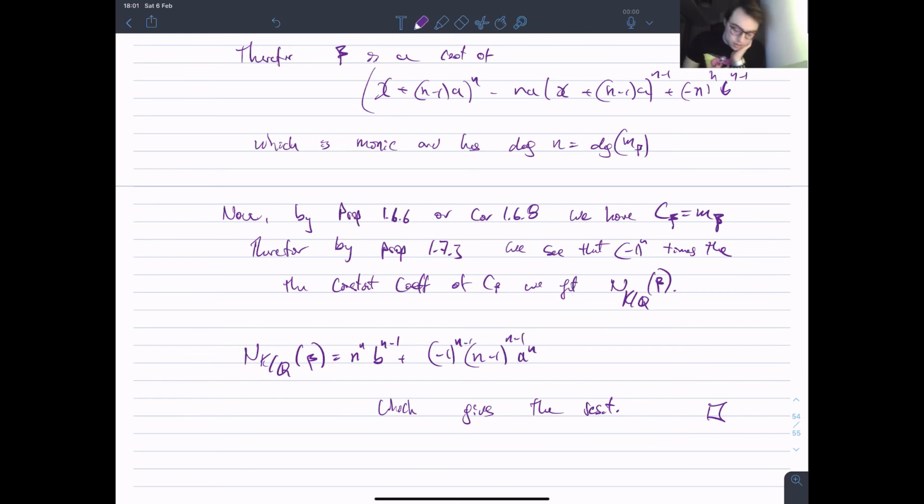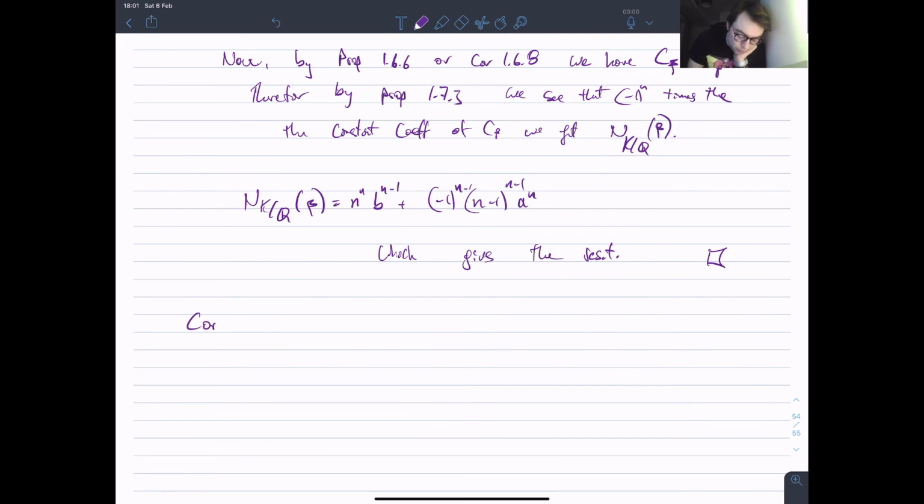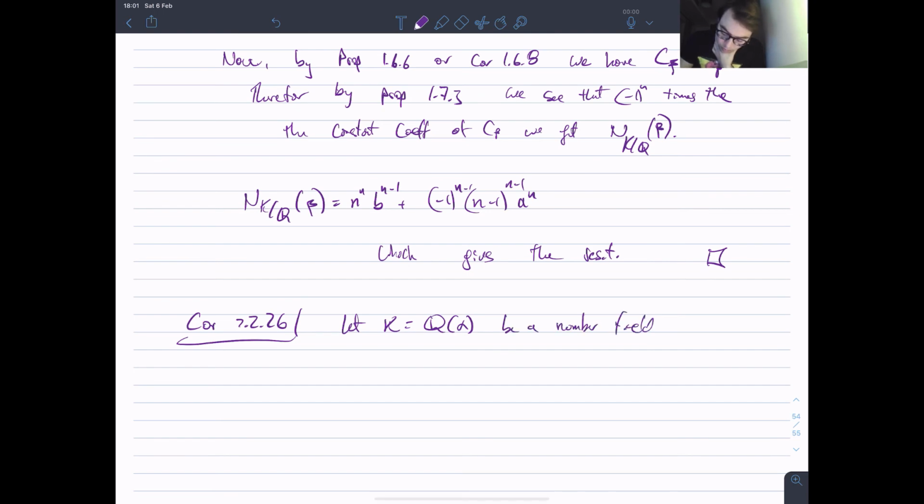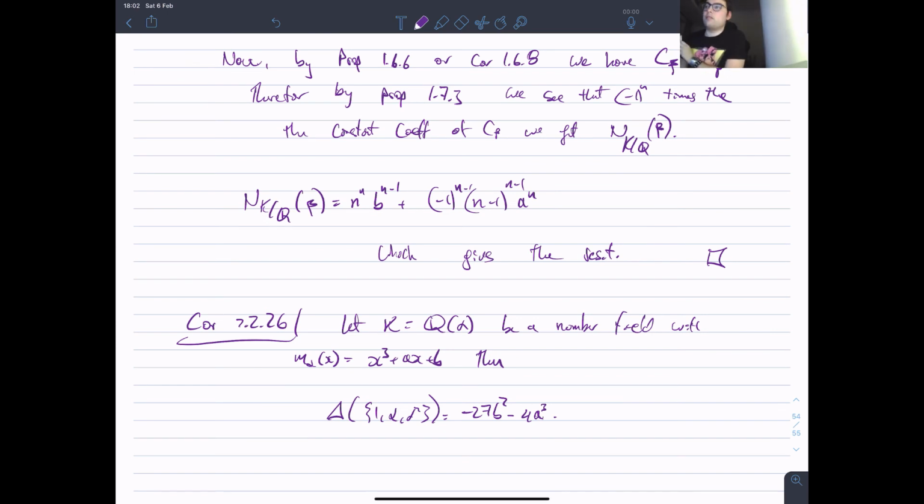So an immediate corollary of this comes for cubic fields. Corollary 2.2.26. We let K equals Q(alpha) be a number field with minimal polynomial M alpha of x equals x cubed plus ax plus b. So if you have a cubic, then maybe you've seen this expression before. The discriminant of 1, alpha, alpha squared is going to be minus 27 b squared minus 4a cubed. If you've done elliptic curves, then you'll have seen this number show up.